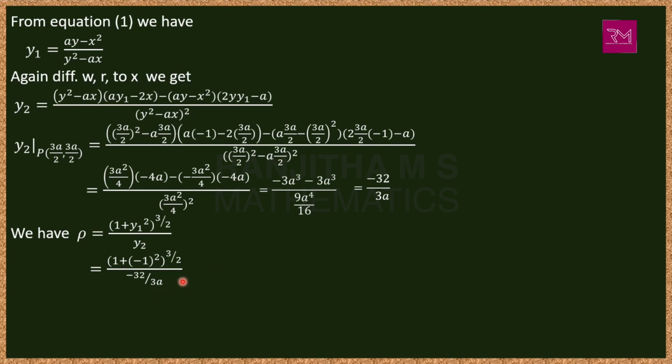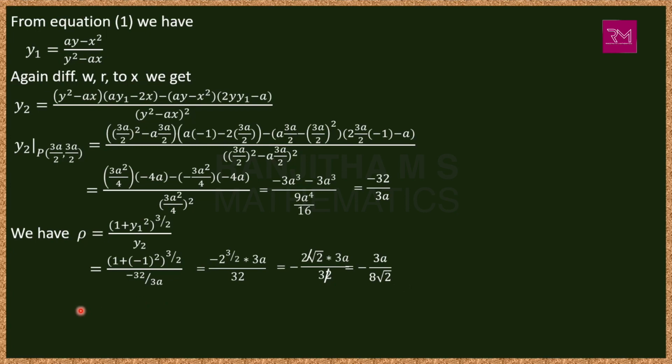We take 3a to the numerator. Here we have minus 2 power 3 by 2 into 3a divided by 32. Hence 2 power 3 by 2, we can split as 2 into root 2. Hence we get minus of 2 root 2 into 3a divided by 32. Cancelling the term 2 and 32 and simplifying, we get the rho value as minus 3a by 8 root 2. This is our rho value.